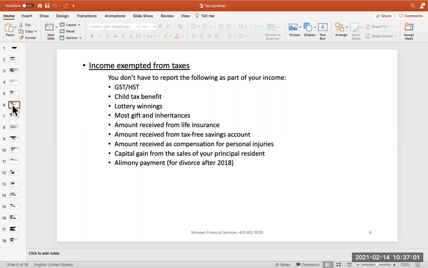And then alimony payment for divorcee after 2018. The other one we looked at was before 2019, then this one is after 2019. You receive alimony, you don't pay income tax on it.